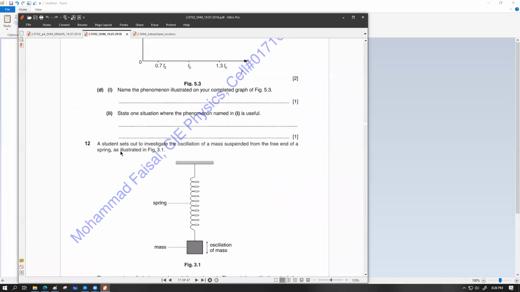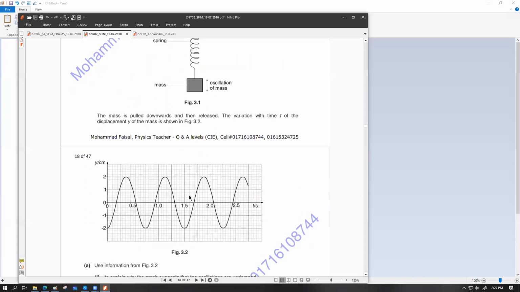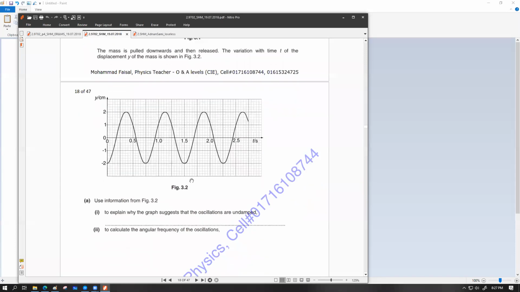Question 12. A student sets out to investigate the oscillation of a mass suspended from the free end of a spring as illustrated in figure 3.1. The mass is pulled downwards and then released. The variation with time t of the displacement y of the mass is shown in figure 3.2. Okay, we are having undamped oscillation, as we can see. Time period can be found out. So okay, it's a good graph.